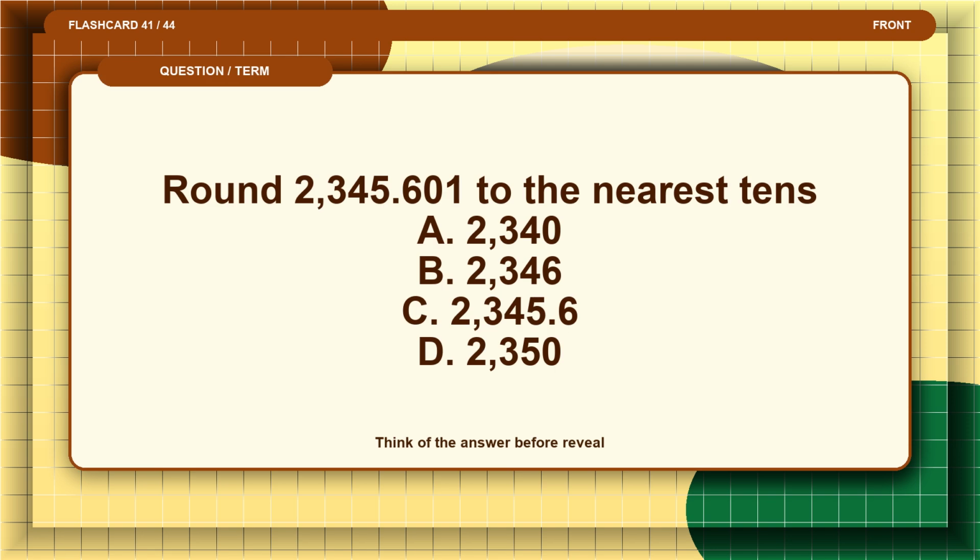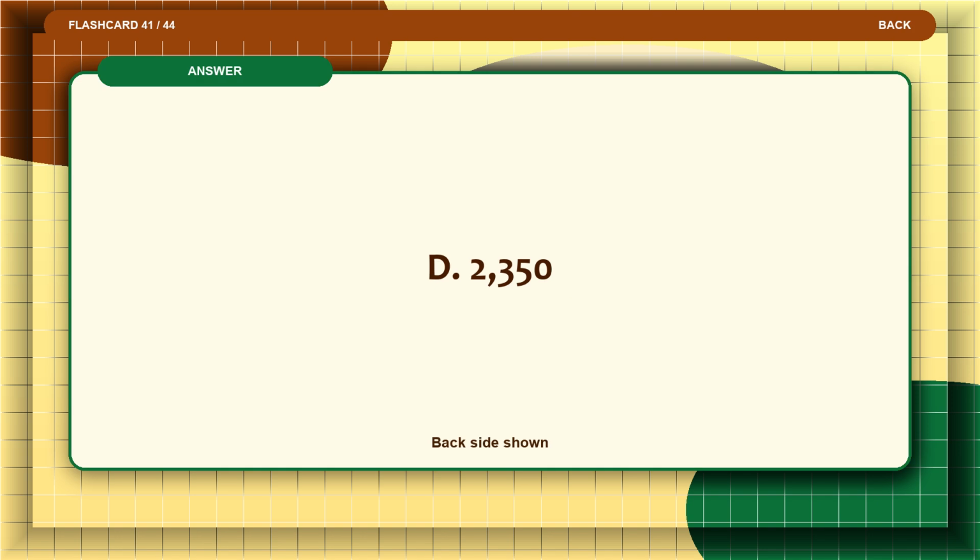Flashcard 41. Round 2,745,60 to the nearest 10. 2.2 in 46. 2,745,60. 2 T5. Think of the answer before the reveal. The answer is D. 2 T5.